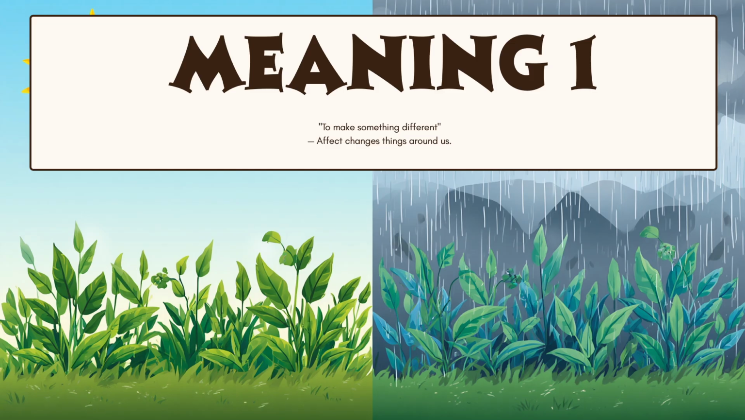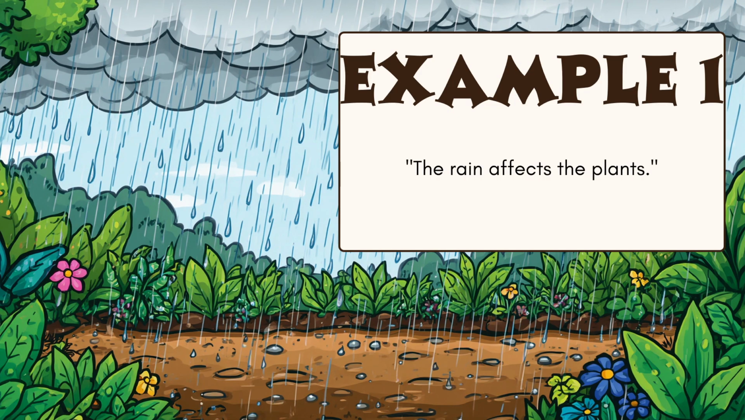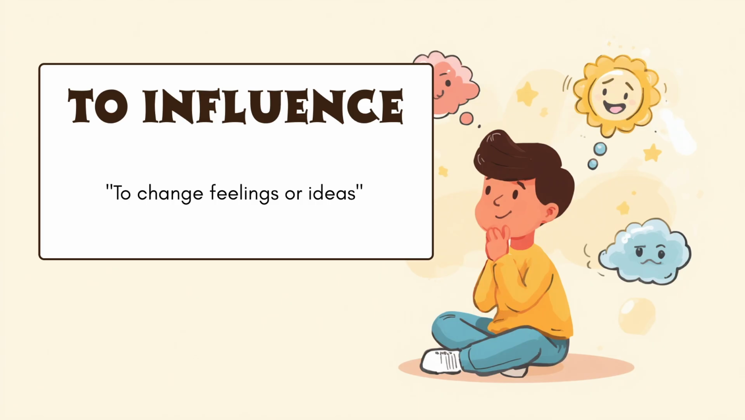The first meaning of affect is to change something. When we say affect, we mean to make something different from before. Here is an example. The rain affects the plants. This means the rain changes the plants. It helps them grow.